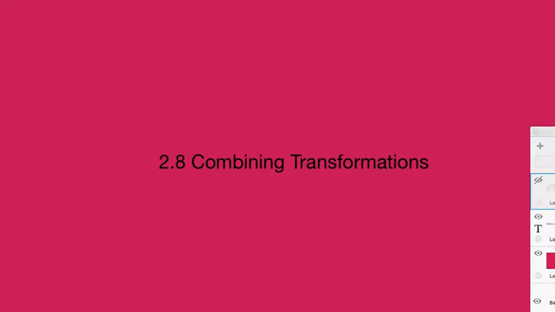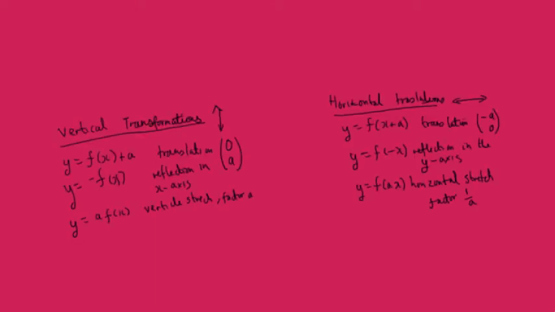Okay, today we're going to be looking at combining the transformations that we've been looking at. So let's look at what transformations we've already got. If we were transforming the graph y equals f of x, we've got these vertical transformations, parallel to the y-axis, and these horizontal translations parallel to the x-axis. Now it's really important that we differentiate what we mean, if it's going to be a vertical transformation or a horizontal transformation.